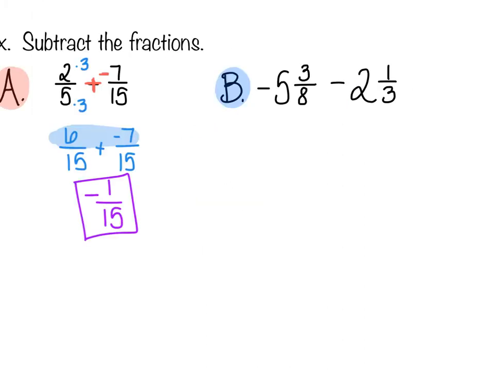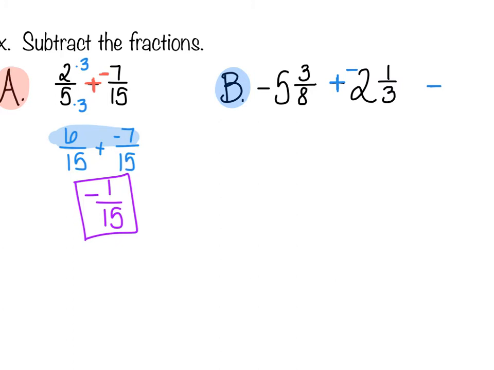All right, on example B, negative 5 3/8 minus 2 1/3 can be rewritten as negative 5 3/8 plus negative 2 1/3, which means we have same signs. We're going to keep the sign and add. So it is going to end up being negative. You may want to make note of that.